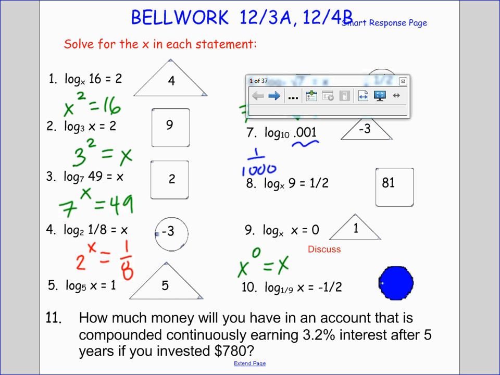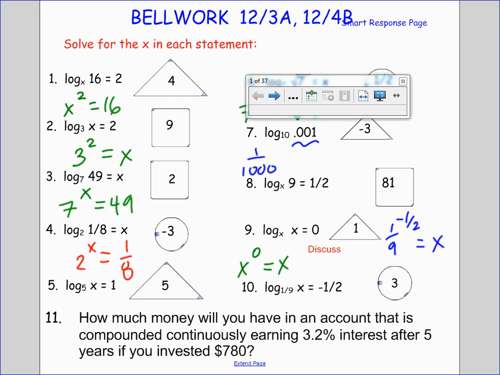Number 10 is a great question. 1/9 to the negative 1/2 power equals x. Let's go ahead and write that down. So 1/9 to the negative 1/2 power equals input x. In order to evaluate this, I'd rewrite that as a reciprocal. So 1/9 to the negative 1/2 is the same as 9 to the positive 1/2, and that's just the square root of 9. Oh, so it looked nasty, but it turns out just to be 3. What questions do you guys have on 1 through 10?